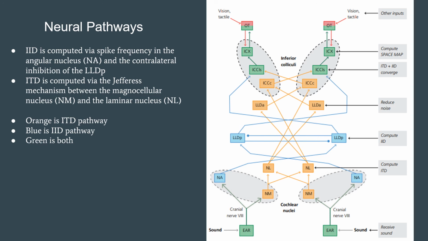ITD is computed via the Jeffress mechanism between the magnocellular nucleus, NM, and the laminar nucleus, NL. There are coincidence detectors in NL, and they use delay lines in order to calculate ITD.